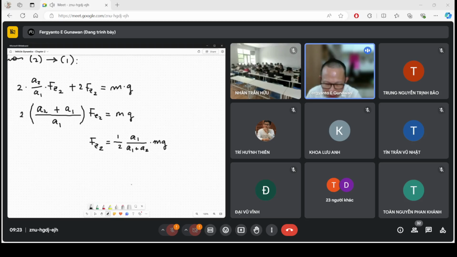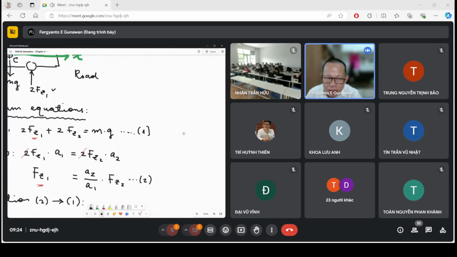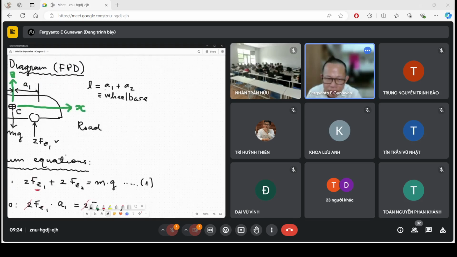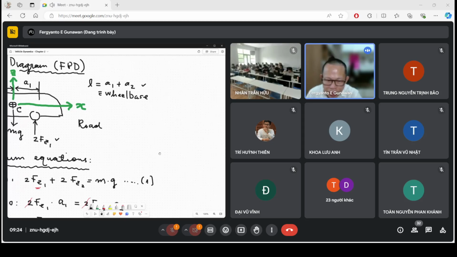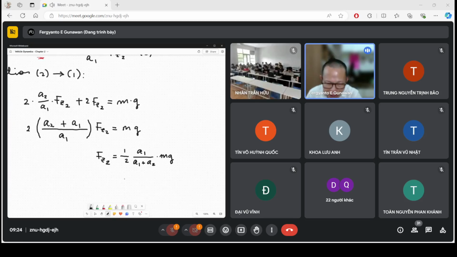As I showed you up there, a1 plus a2 is equal to L, so I can substitute here. I can write down that Fz2 equals 1/2 of a1 divided by L multiplied by m and g.